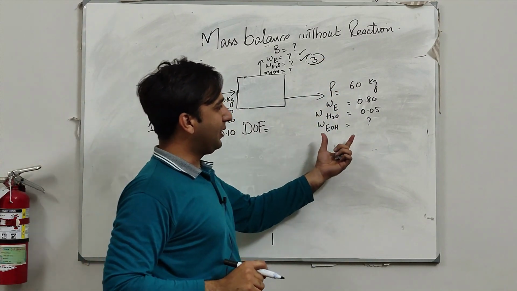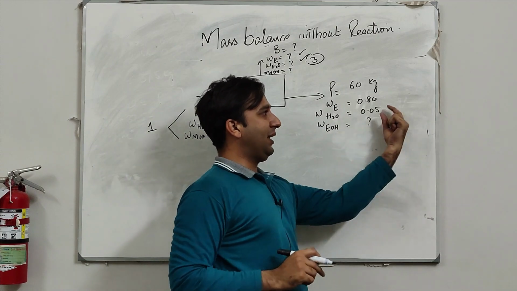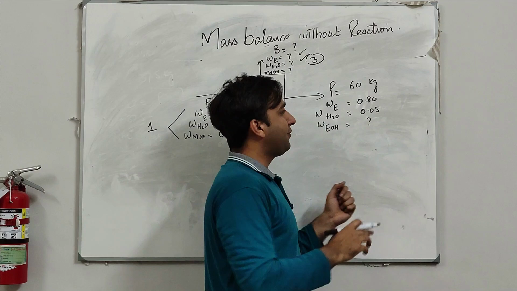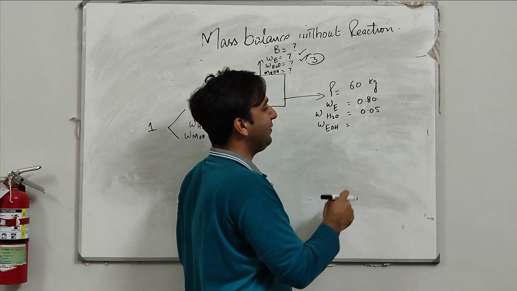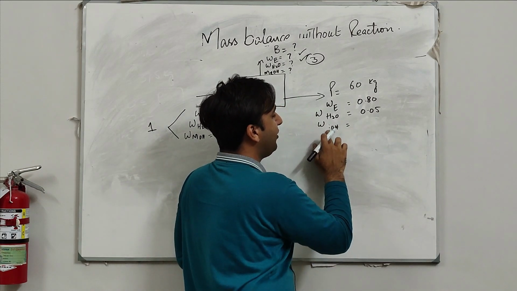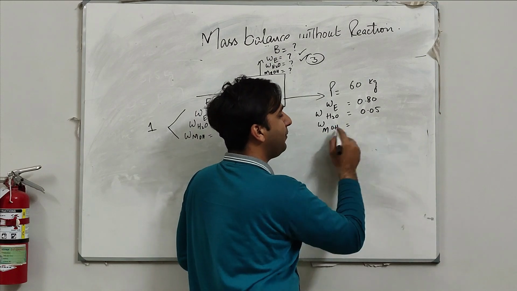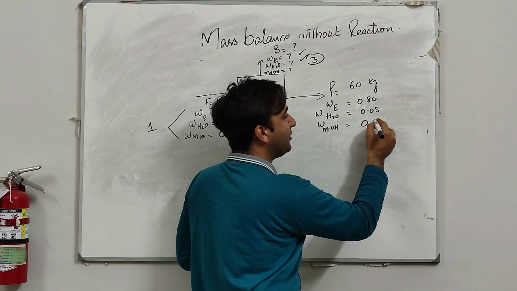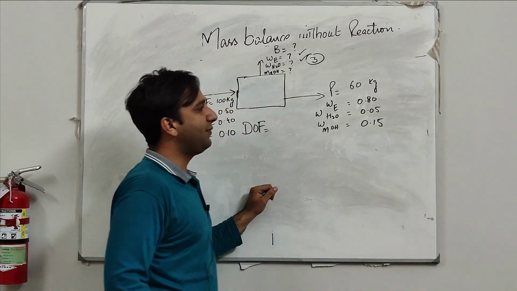After that we will come here. Again here we are given 2 weight fractions. From these 2 weight fractions we can easily find the weight fraction of methanol. So 0.85 minus 1, so the remaining will be 0.15.